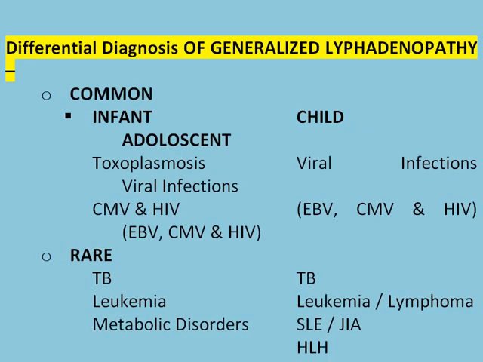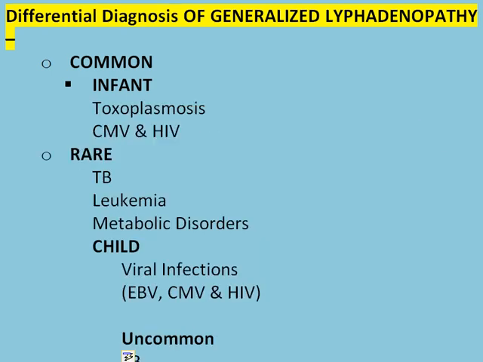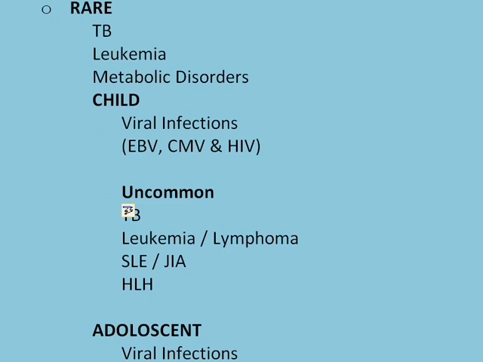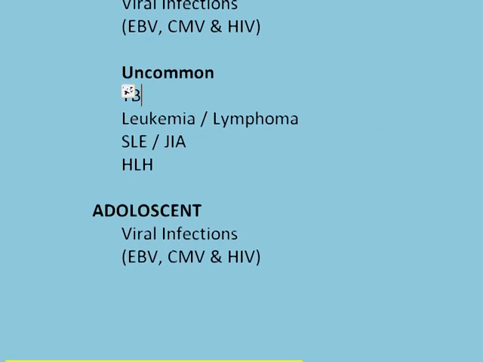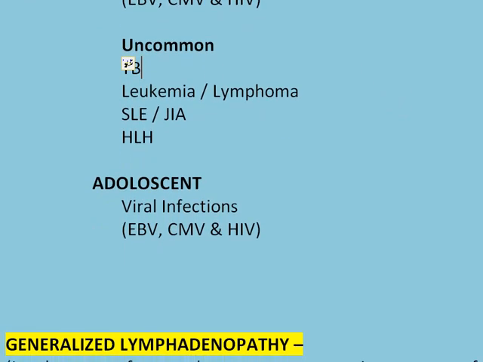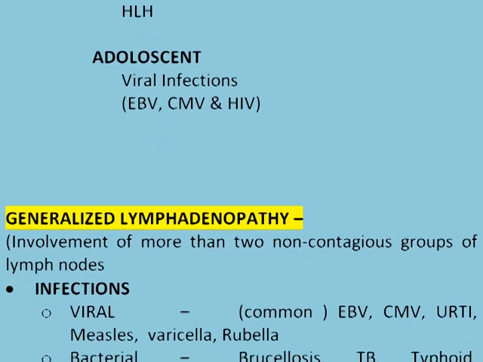So, the differential diagnosis of generalized lymphadenopathy in an infant: the common causes are toxoplasmosis, CMV, and HIV, whereas the rare causes include tuberculosis, leukemia, and metabolic disorders. In a child, the common causes are viral infections like Epstein-Barr virus, CMV, and HIV, while uncommon causes are TB, leukemia, lymphoma, SLE, and HLH, whereas in adolescents, viral infections are common.